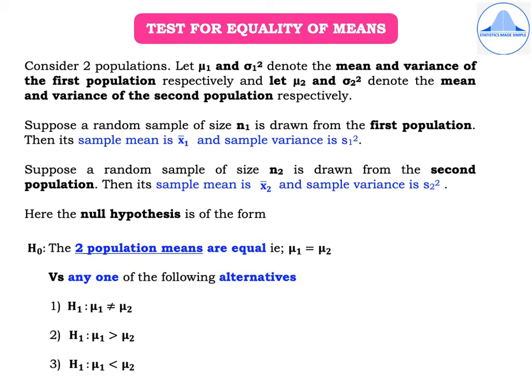And remember that H naught can have only the equality sign, whereas the alternatives can be either not equal to, greater than or less than. So versus any one of the following alternatives. The first alternative can be H1, mu1 is not equal to mu2. This is a two-tailed alternative. The second one is H1, mu1 is greater than mu2. This is a right-tailed alternative. And third is H1, mu1 is less than mu2, which is a left-tailed alternative.